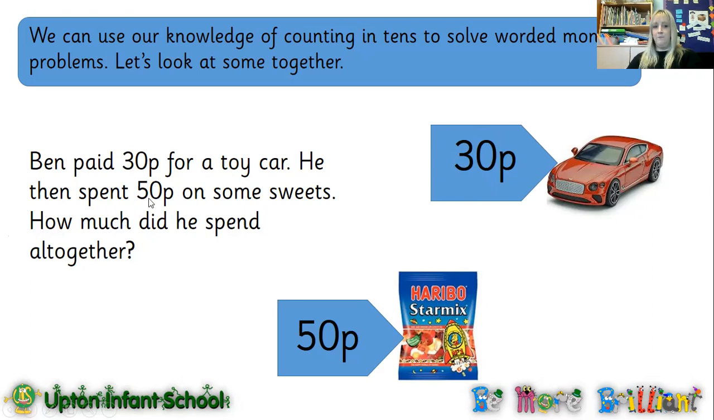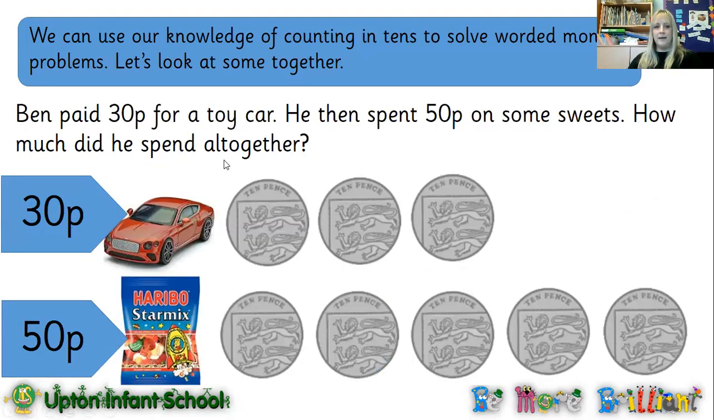He then spent 50p on some sweets. Oh, there's his sweeties for 50p. How much did he spend altogether? Now, he's picked 2 things up. He knows how much they are each, but he needs to put that amount together so that when he goes to the till, he knows how much money he needs to give over. So we can break this down and we can look at it like this.